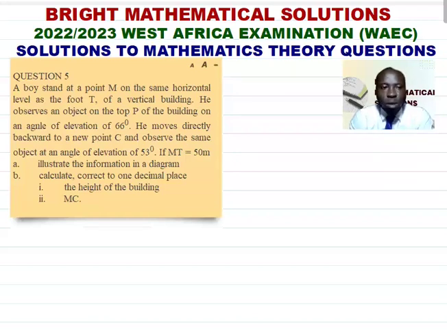And today, we are looking at this question, which says a boy stands at a point M on the horizontal level as the foot T of a vertical building. He observed an object on the top P of the building on an angle of elevation of 66 degrees. He moved directly backward to a new point C and observed the same object at an angle of elevation of 53 degrees. If MT is 50 meters, A. Illustrate the information in a diagram. B. Calculate correct to one decimal place the height of the building, and 2. MC. Now the first thing we have to do is to illustrate this question in a diagram.